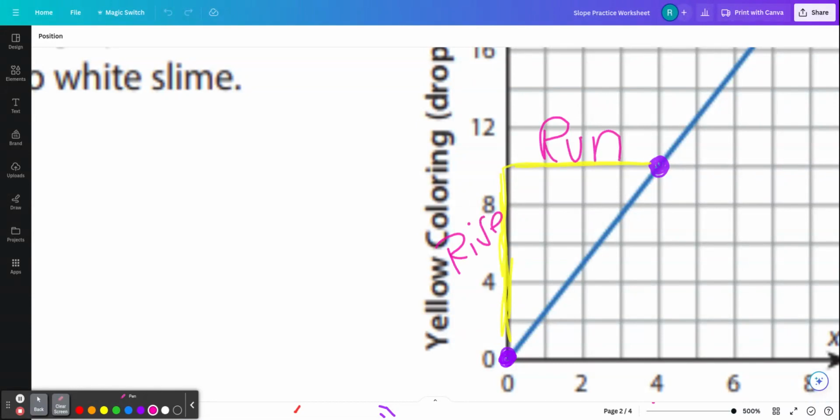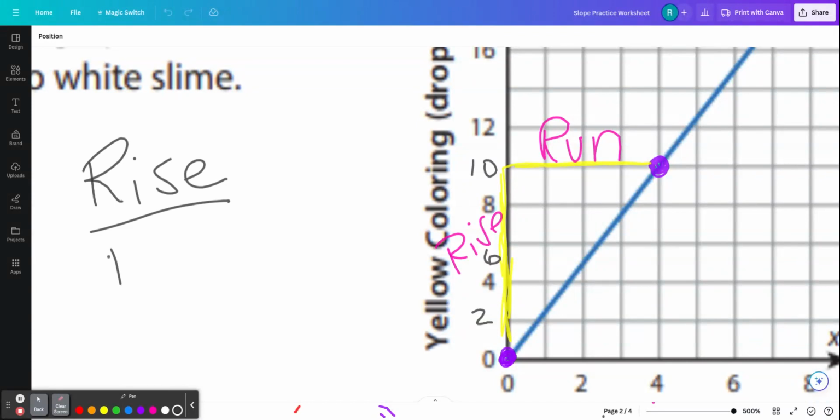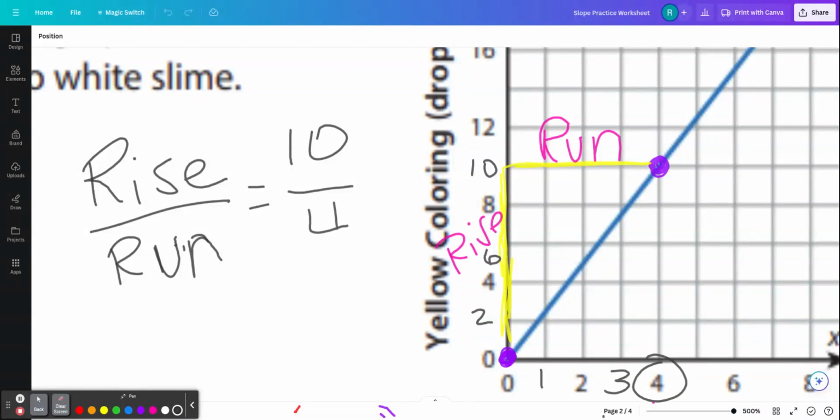Keeping in mind, these boxes are not all 1. Okay, so it looks like we went up to 10. So when I do my rise over run, my rise would be 10. And it looks like it went over 1, 2, 3 to 4. So 10 over 4 would be my slope.